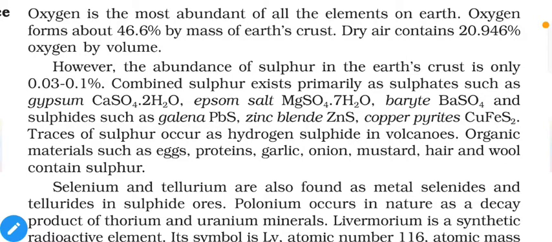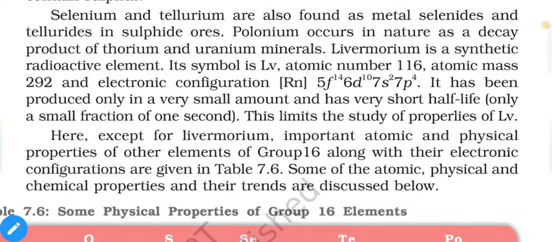Traces of sulfur occur in hydrogen sulfide in volcanoes, and organic materials such as eggs, proteins, garlic, onion, mustard, hair, and wool contain sulfur. Selenium and tellurium are also found as metal selenites and tellurides in sulfide ores. Polonium occurs in nature as a decay product of thorium and uranium minerals. That means when radioactivity is obtained from thorium and uranium, it eventually converts into polonium atoms.